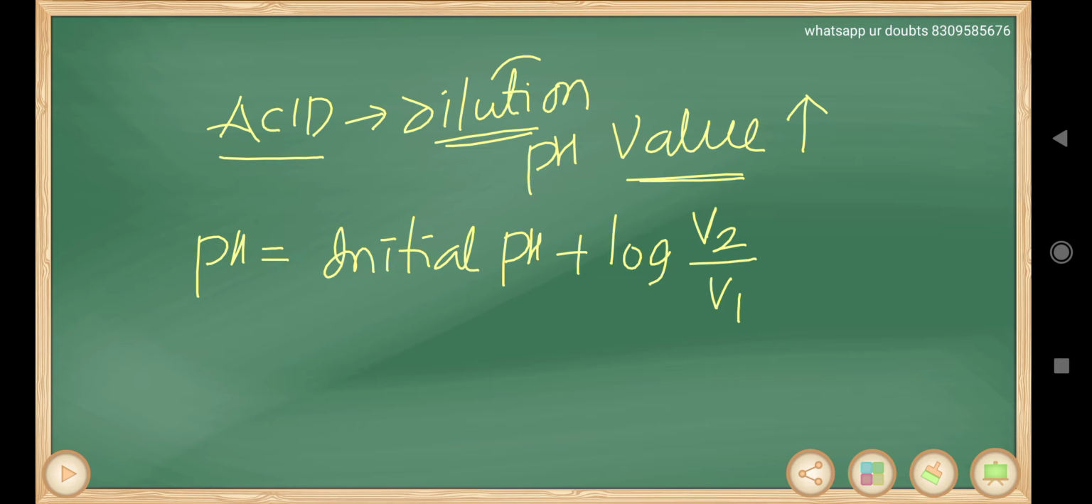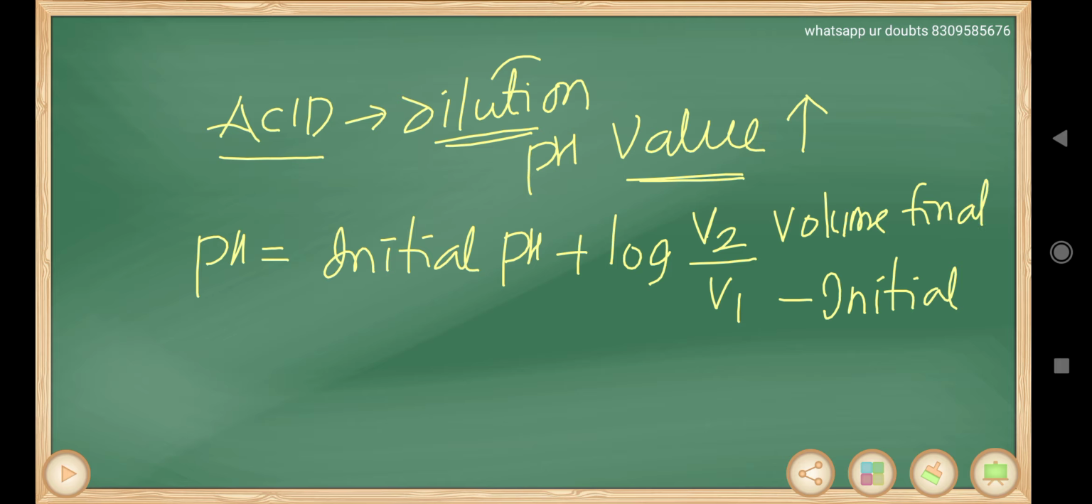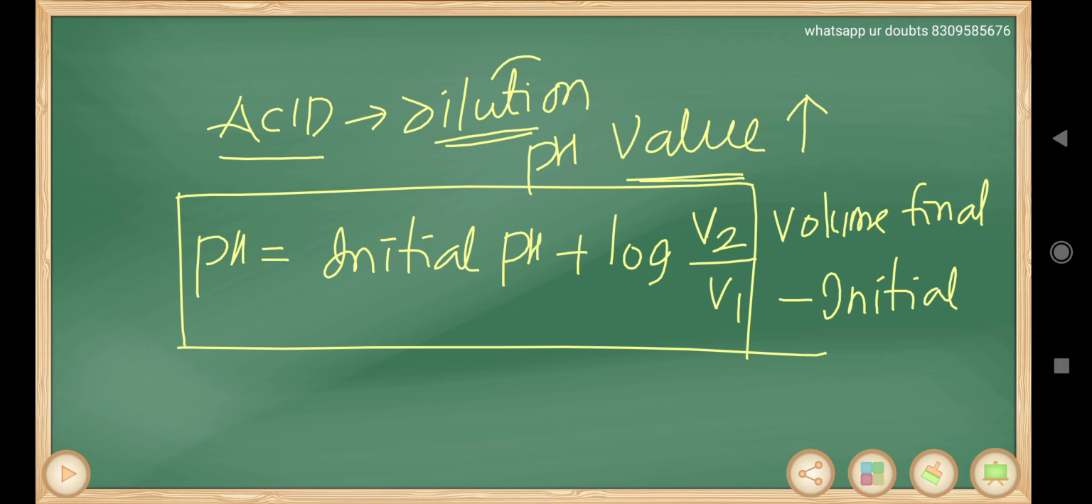Final pH is equal to our resultant pH after adding water. Dilution is equal to initial pH plus log V2 by V1, where V1 is the initial volume and V2 is the final volume. Final pH is equal to initial pH plus log V2 by V1. Note this formula. Otherwise, the simplest thing I can give you is 10 times dilution.